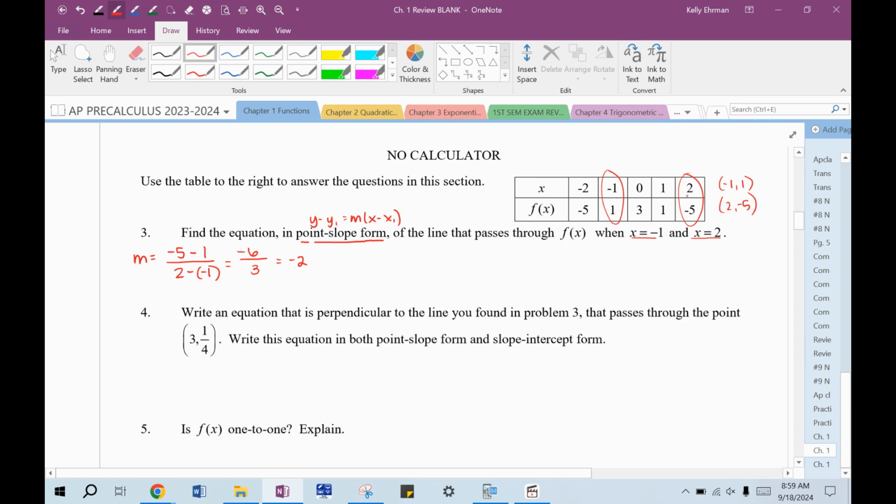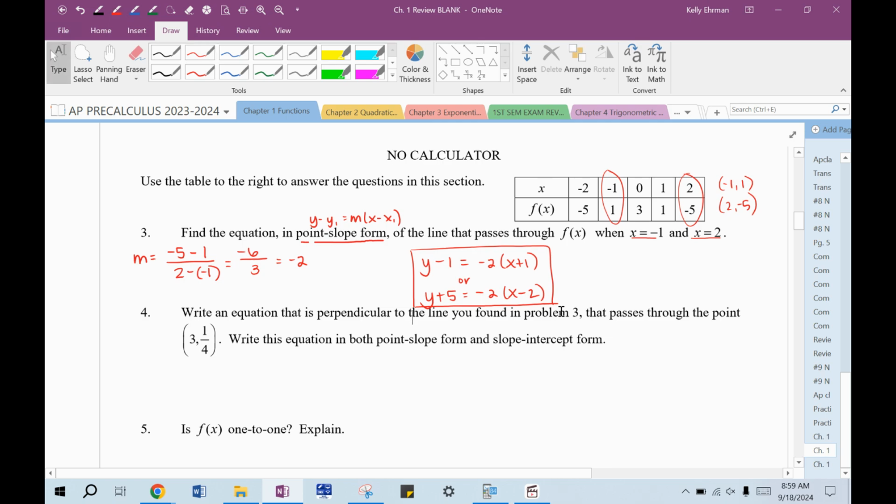And then use either one of these 2 points. So we're just doing point slope form. So either you can say, if I use the first point, y minus 1 equals -2 times x plus 1. Or you could use the other point, y plus 5 equals -2 times x minus 2. So either one of those is correct. You don't have to answer both. You just pick your favorite point.